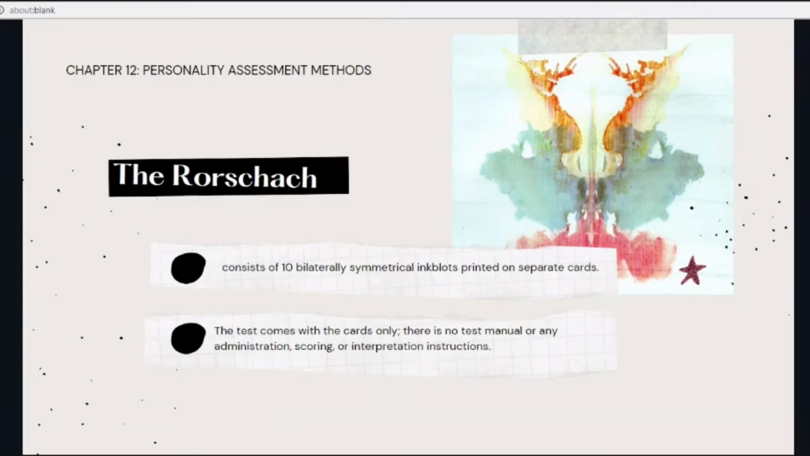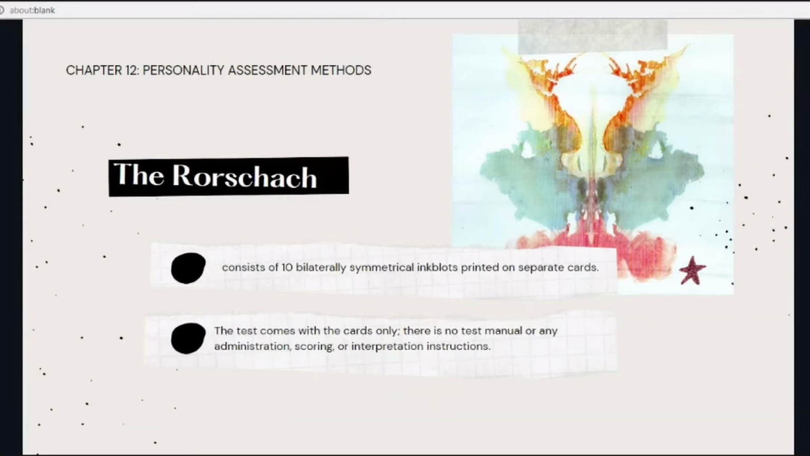There are 10 cards, each with a bilaterally symmetrical ink blot. So one card, one ink blot. Of the 10, five are achromatic, meaning they have no color; they are monochromatic, only black and white. Two are black, white, and red in color, and the remaining three are multicolored. An example of multicolored is this one.